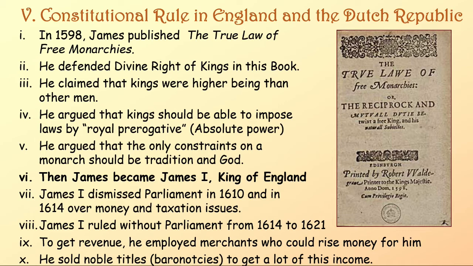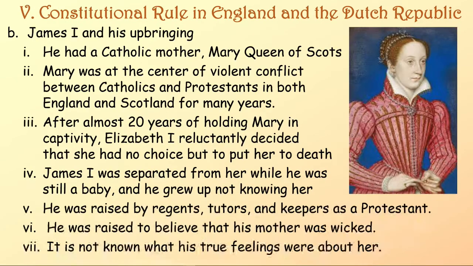And James I dismissed Parliament in 1610 and in 1614 over money and taxation issues. James I ruled without Parliament from 1614 to 1621. And to get revenue, he employed merchants who could raise money for him. And he sold noble titles, they were called baronetcies, to get a lot of his income. See, these are things that we've seen before, haven't we?